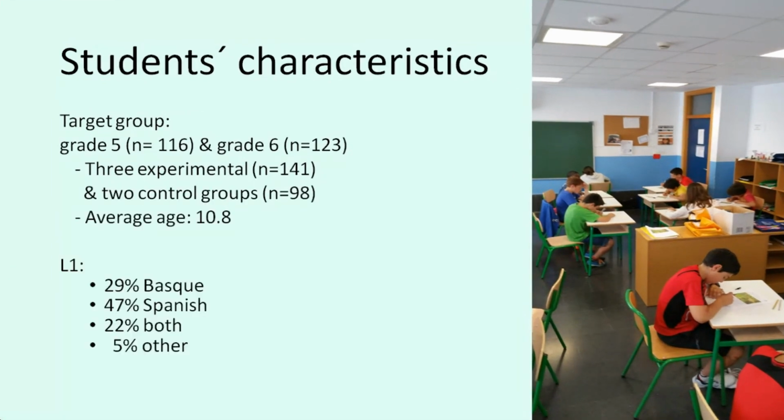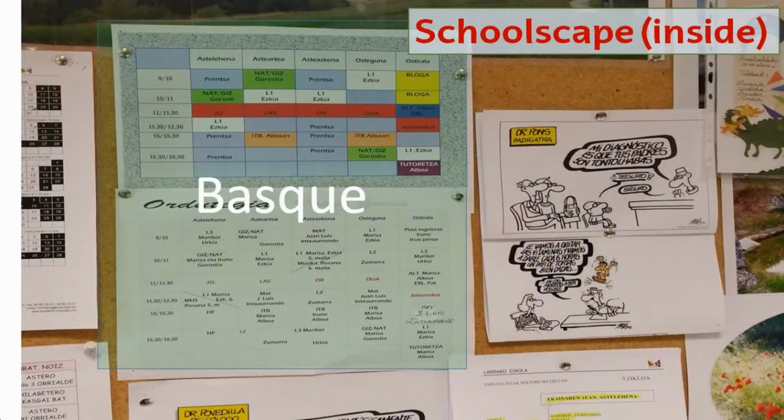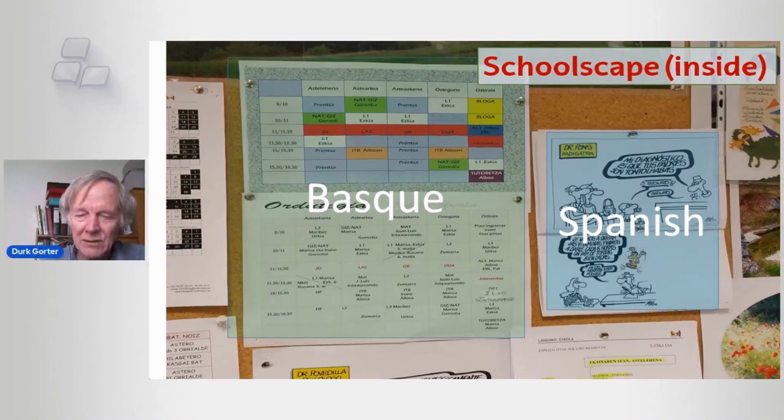The average age was almost 11 years old, and a third of them spoke Basque at home, half of them Spanish at home, and about a quarter had both languages at home. So these are the characteristics of the students. And what we saw inside the school was, on the one hand, Basque announcements or panels or plaques or signs, and on the other hand, Spanish. So we had their languages next to each other.